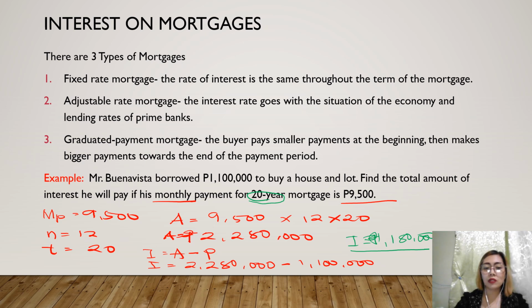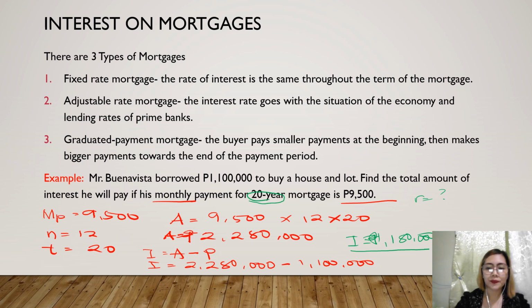And kung mapapansin nyo, wala tayong rate dito. Di natin nakikita yung rate. Bakit? Nakapasok na kasi yan sa mortgage. Na-compute na si mortgage. Ibig sabihin, nag-apply na dyan yung rate. Pasok na yung interest rate dyan. So, para hanapin mo, pwede mo naman siyang i-derive. Okay? Since hindi naman siya hinahanap, let's leave it like that.